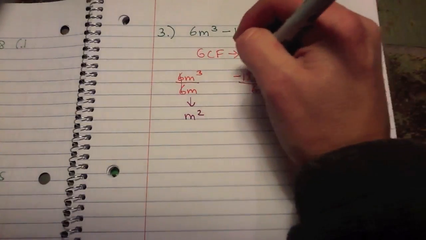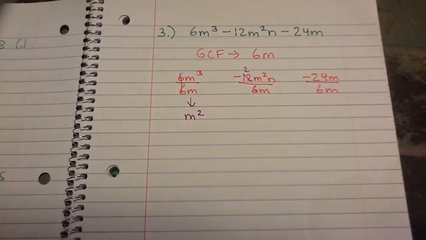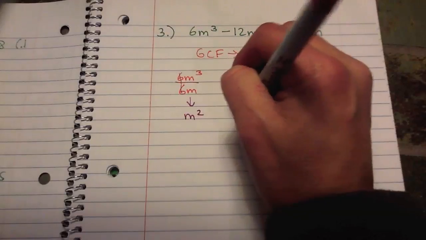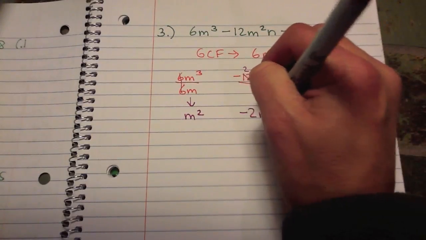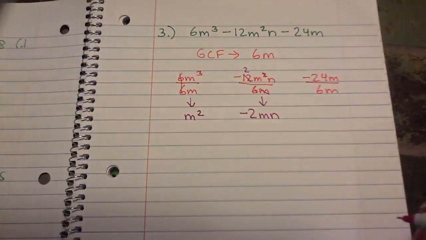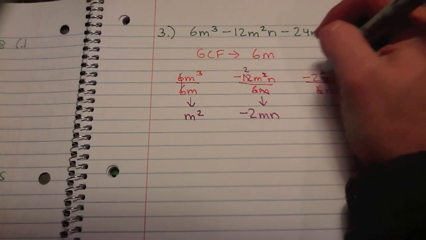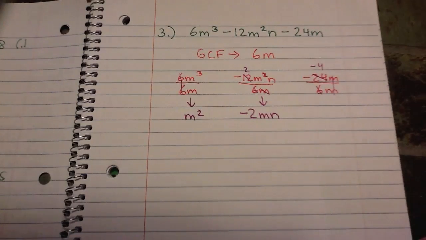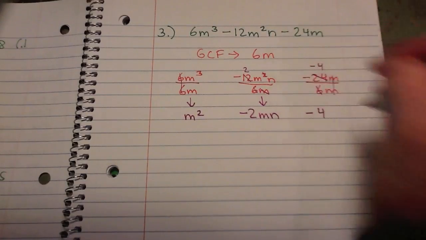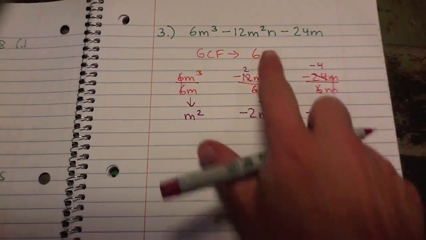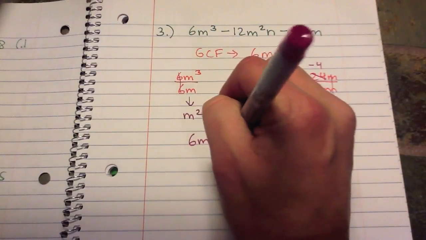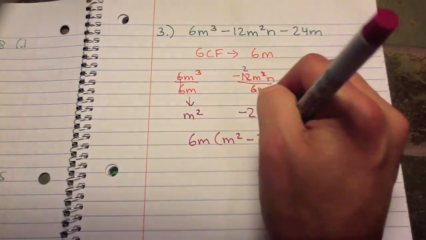My 6 becomes a 1, my 12 becomes a negative 2, 1 m cancels, 1 stays. I end up with a negative 2mn left over. 6 cancels, negative 24 becomes a negative 4, and my m's become a 1, and I have negative 4. Greatest common factor goes on the outside, and what's left goes on the inside.